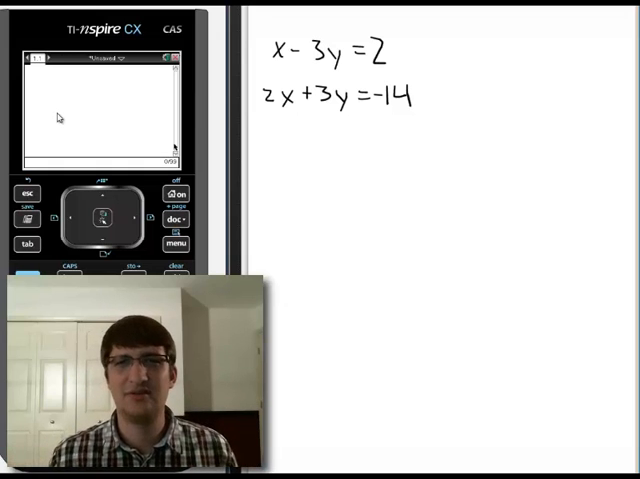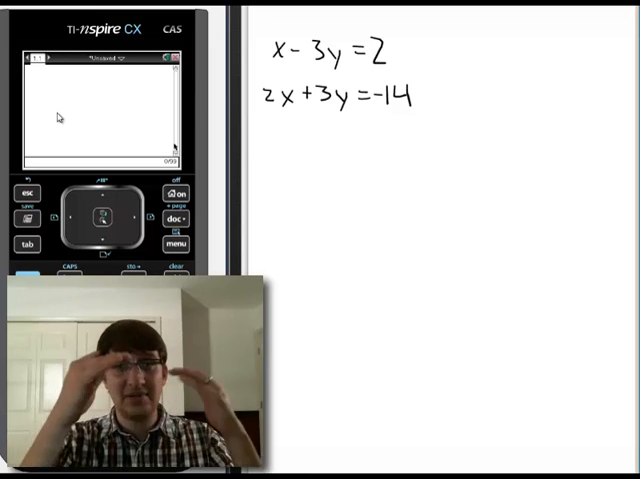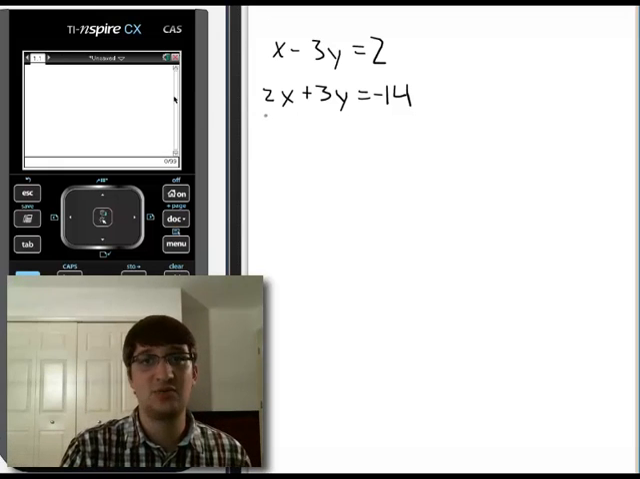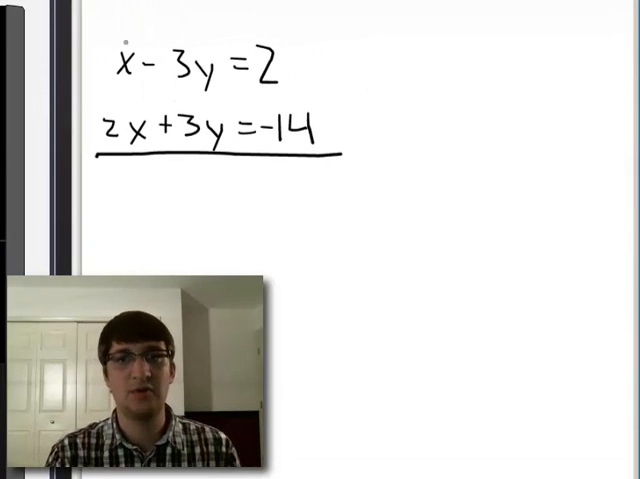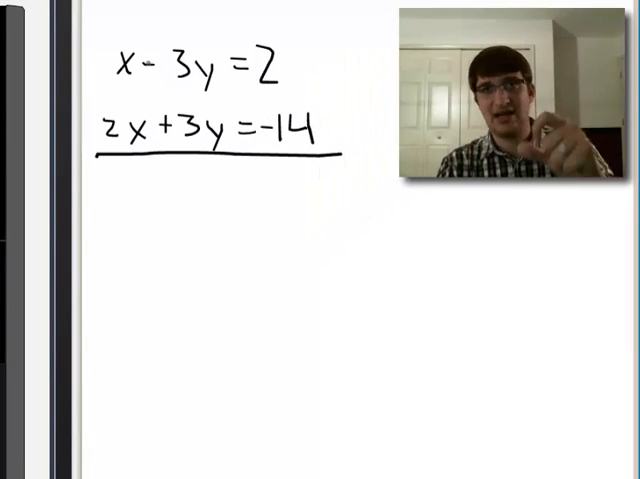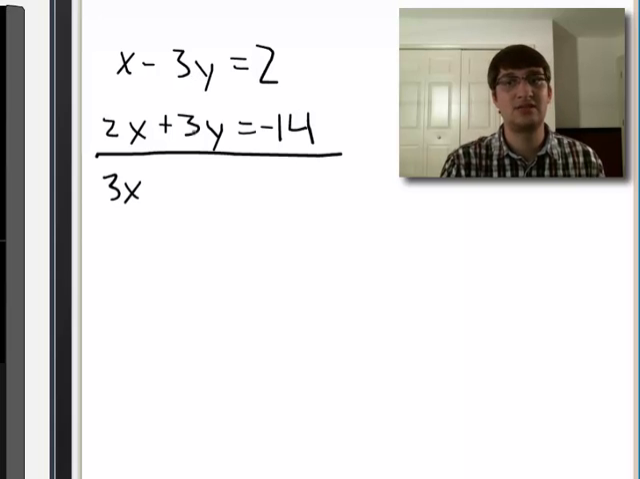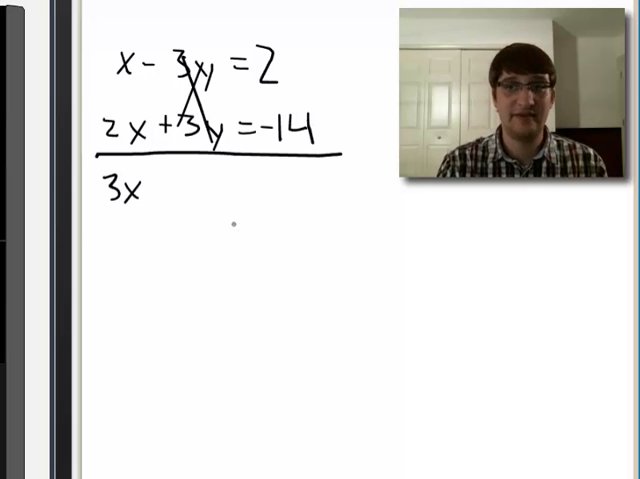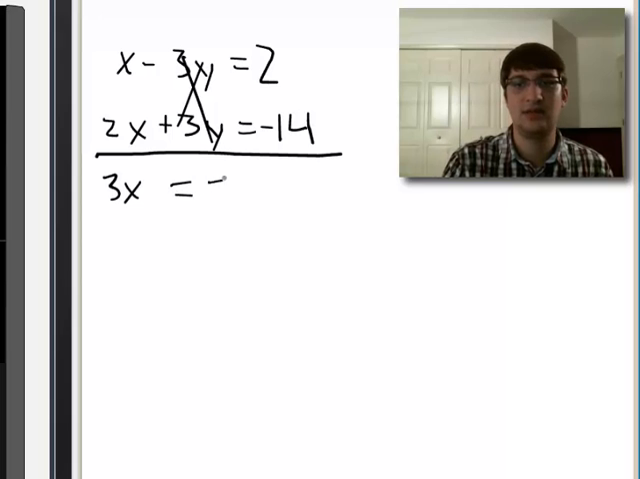So let's go ahead and show you an easy example of this. We already mentioned that negative 3y and 3y are opposites of each other. Let's go ahead and eliminate the y. To do the elimination, once you get opposites for one of the variables, you're going to treat this like an old school addition problem where you just take the top and add it to the bottom. So x plus 2x is going to give us 3x. Negative 3y plus 3y just cancels out. We get 2 plus negative 14, which gives us negative 12. So we just drop down the equal sign and then the negative 12.